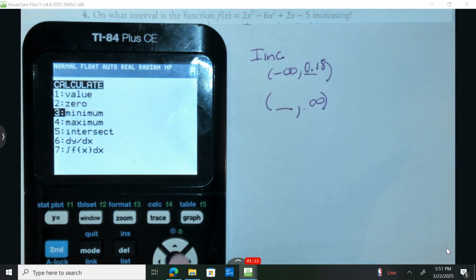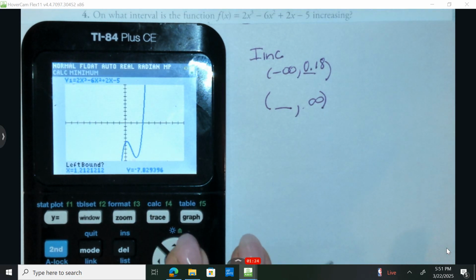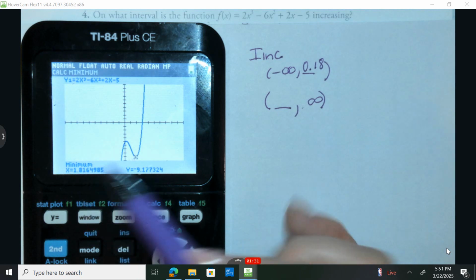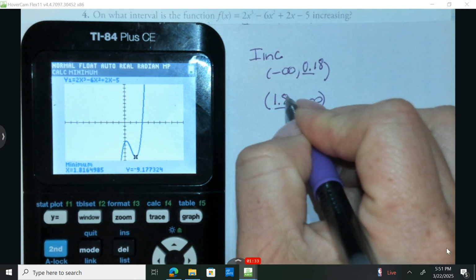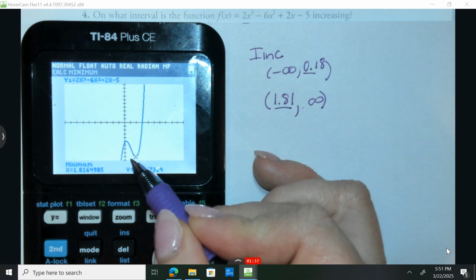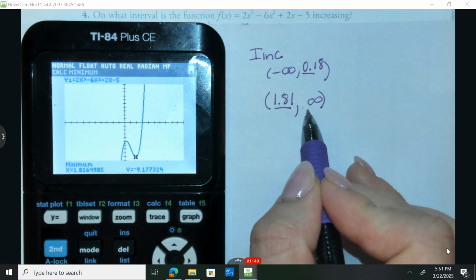Second trace, let's find that minimum. Bringing this down. And here we go. At this minimum value, 1.81, as it leaves this x value, it begins to increase as it continues to move to the right.